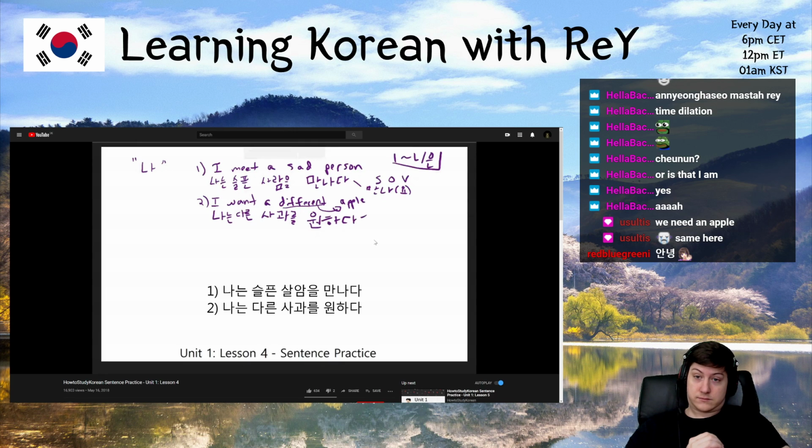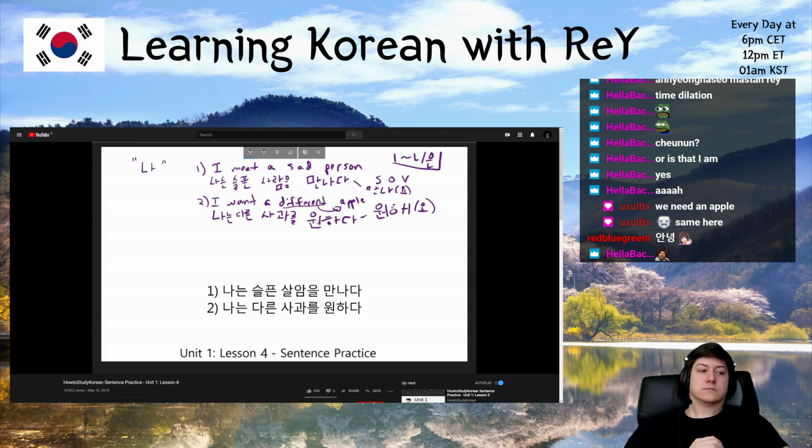Remember, this is not a conjugated verb. If you wanted to conjugate it, you could conjugate it to, for example, 원해요, or you could also say 원해요. There are other conjugations as well that you will learn in lesson 6, and also in lesson 5 you will learn how to translate this into the past or the future tense.